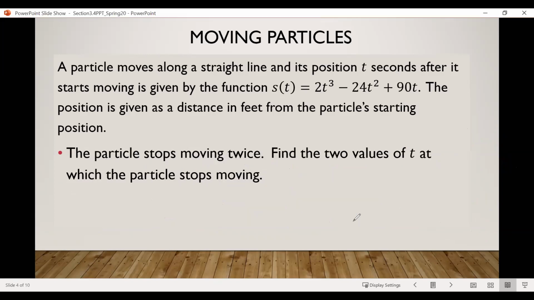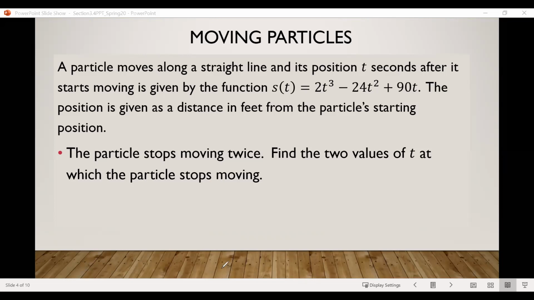What now if I want to know when the particle stops moving? First of all, they tell us here that the particle stops moving twice, so there are two different values where this happens. They want us to find those two values. We'll have to somehow use stuff we were just doing.